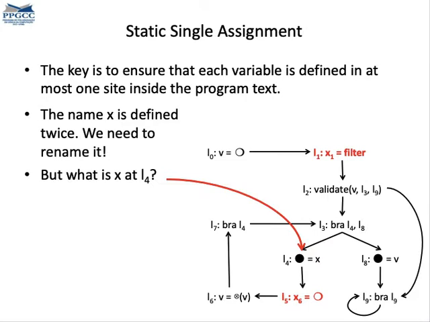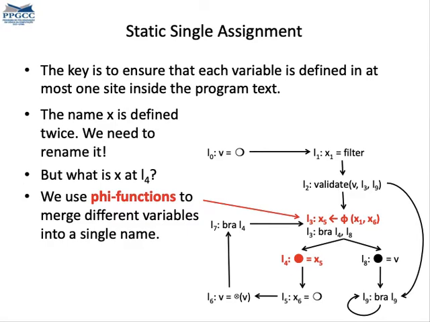For instance, if we rename x to x1 at L1 and to x6 at L5, what is x at L4? Would you like to think about it? These collisions are the reason why we have phi functions in the program. So we add phi functions to the program to merge the live range of variables.